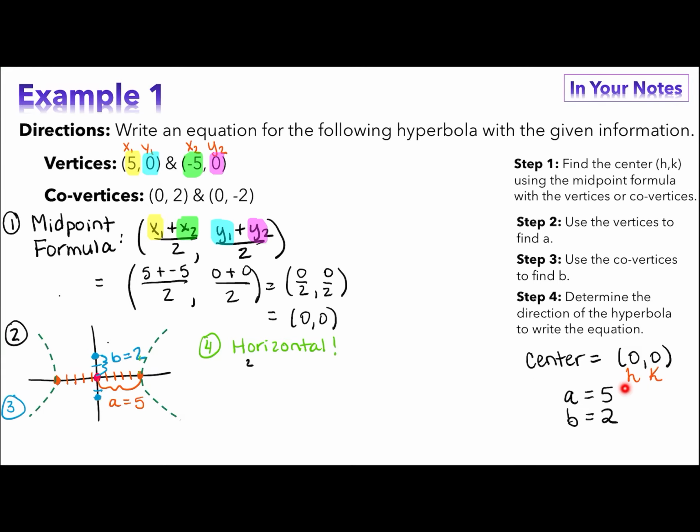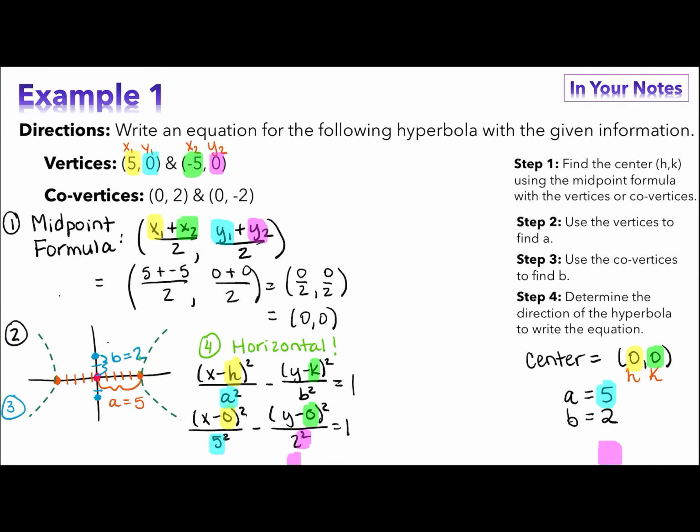And remember, our center is 0, 0. That's my H and K, and we already found that A is 5 and B is 2. And we're going to start replacing. So we've got H replaced with 0, K replaced with 0, A replaced with 5, and B replaced with 2. Simplify. Remember, x minus 0, we just keep that as x squared.